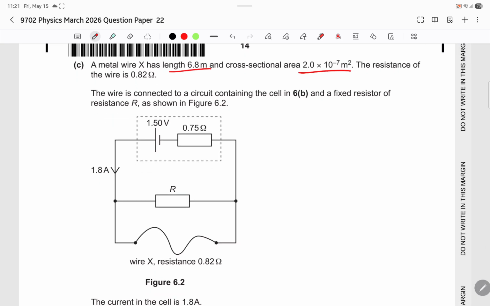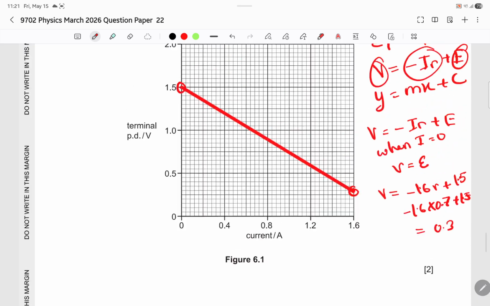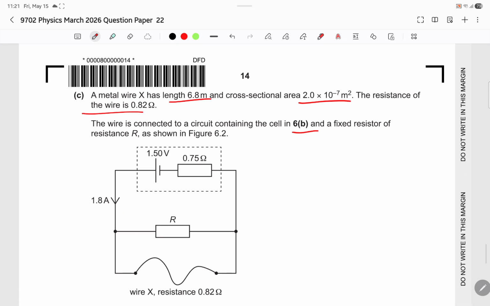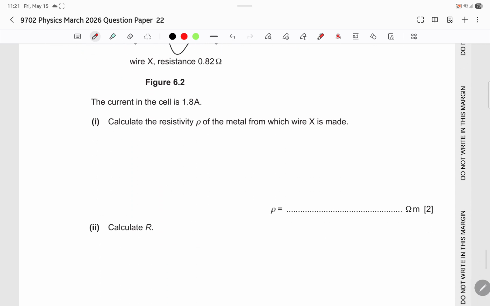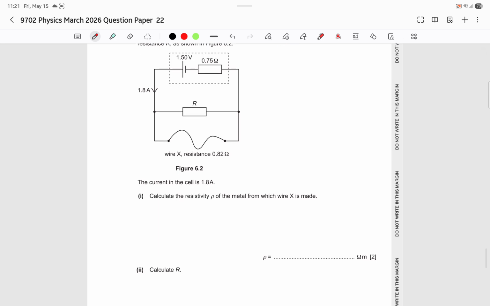Now, next question: a metal wire X has a length. The cross-section area is given. The resistance of the wire is given. The wire is connected to a circuit containing the cell in 6B. So this cell, 1.5, and a fixed resistance shown. The current in the cell is 1.8 amps. Calculate the resistivity.